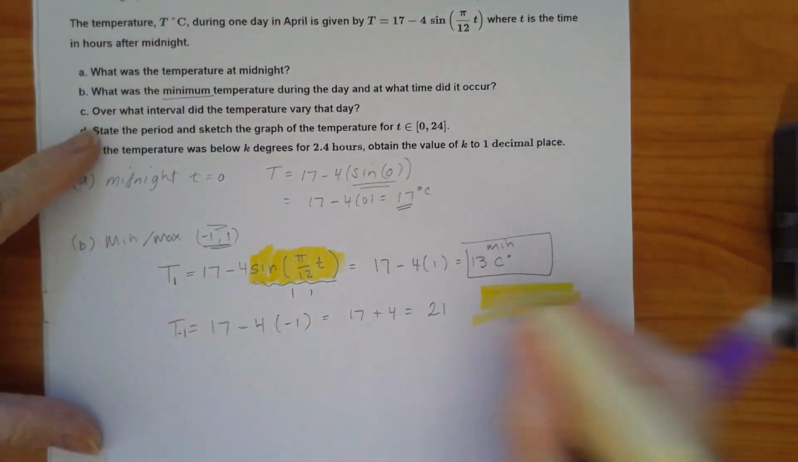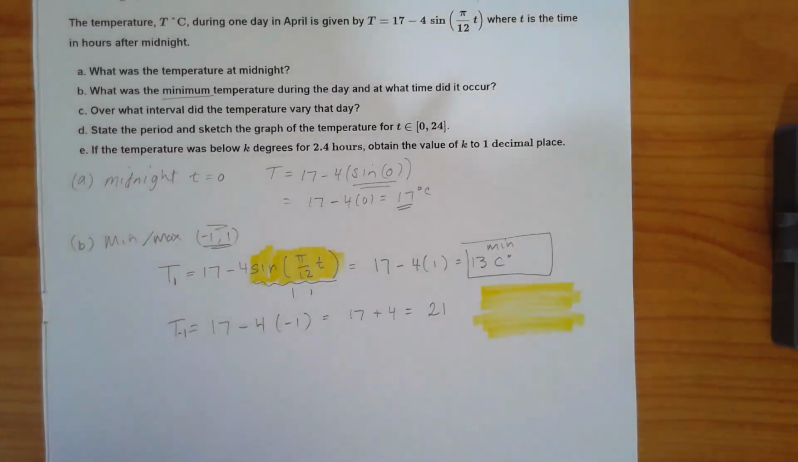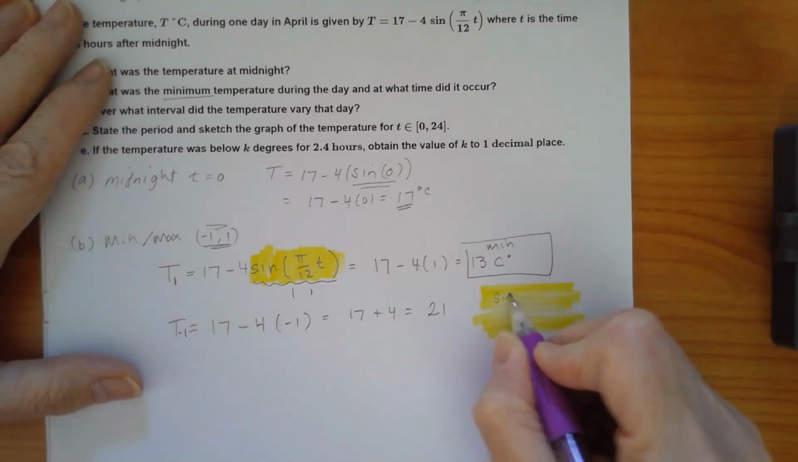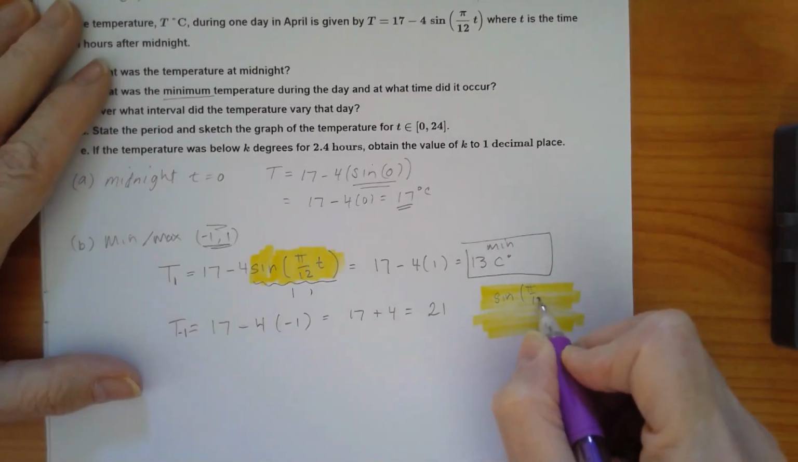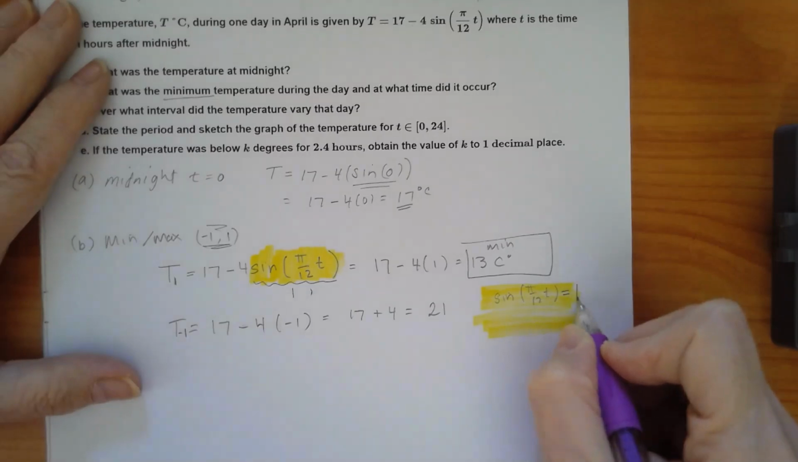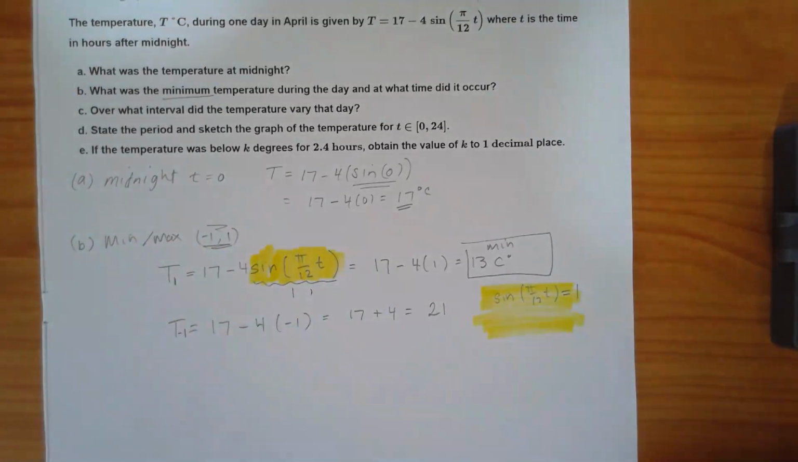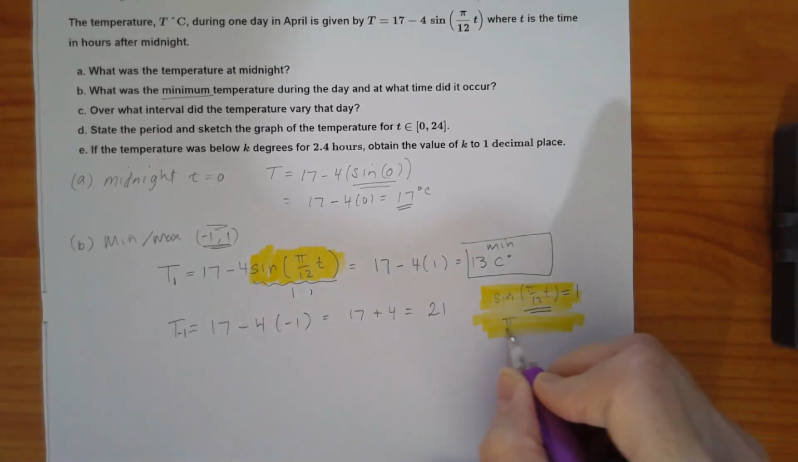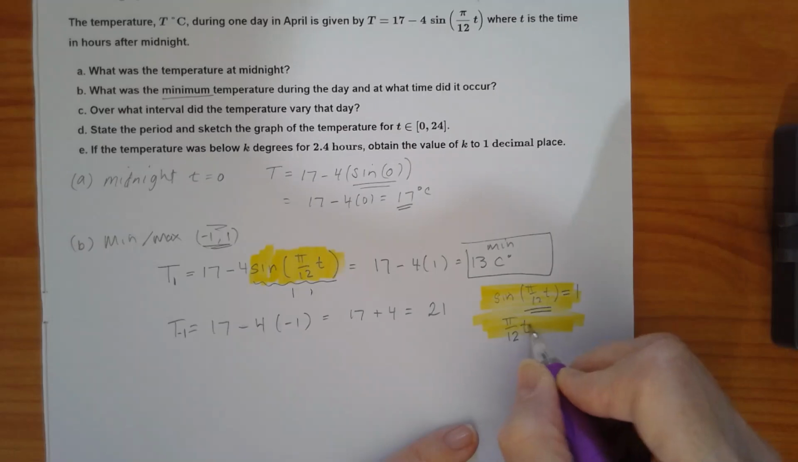I don't want to use all my paper at once. And I'll go, I need the sine of pi on 12 times t to be 1. That's what it says. That's what I want it to be. I go, okay, well, let's see. Pi on 12t, I'm using my equation knowledge.